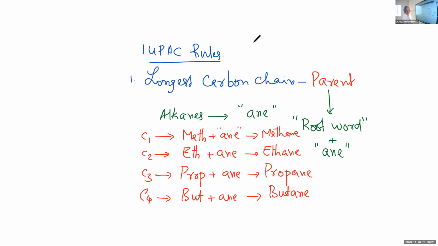Okay. Now, five carbon atoms. From here, the root word represents the number of the carbon atoms. Five carbon: pent. Penta means five.